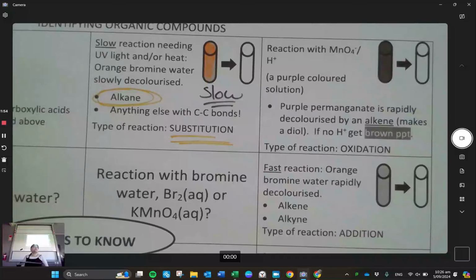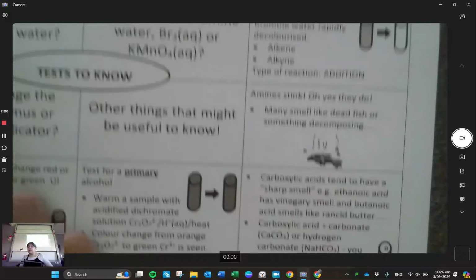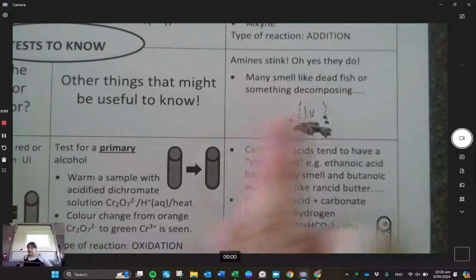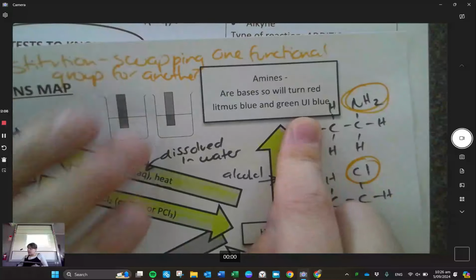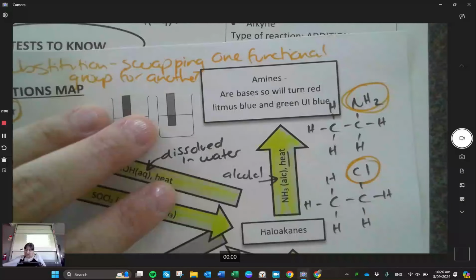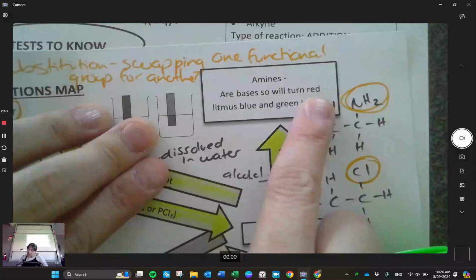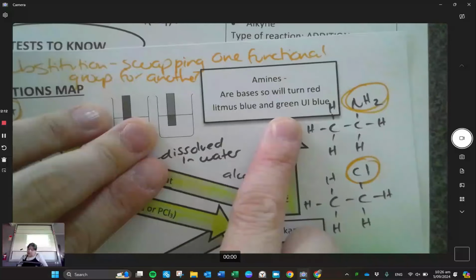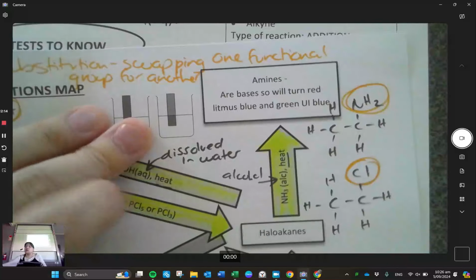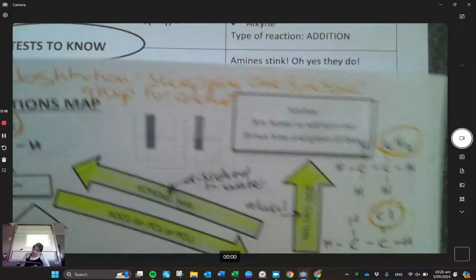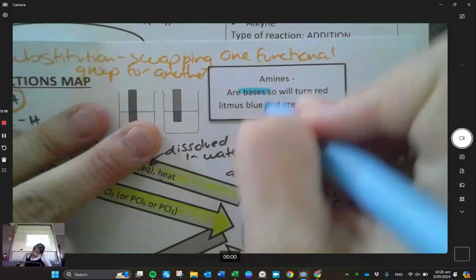Are we okay with that so far? All right. The other thing I want to point out is one of the things you have also been able to identify now from this information is the amines. So the amines are in this corner over here. And if I want to identify it, I can tell if it's an amine because red litmus will turn blue and universal indicator will turn blue. So that blue color change tells me you have a base. Bases are blue.